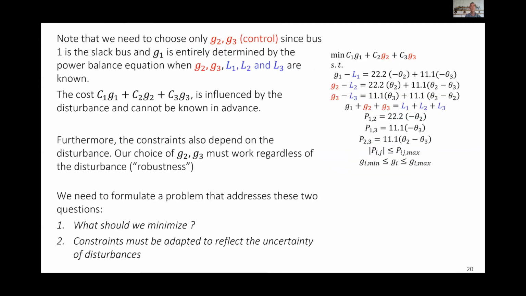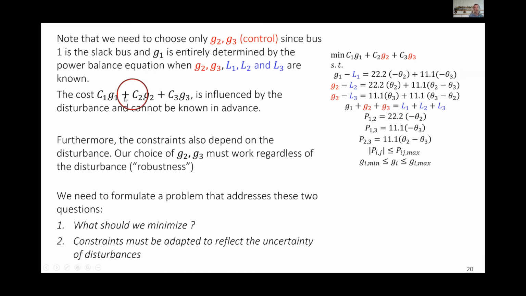So we have seen how to address the presence of disturbance in the constraints, but there are other things we need to discuss. So observe that we need only to control G2 and G3 because bus 1 is a slack bus. So G1 will be a result of two things, of what we have chosen and what nature has chosen here. So it will be given by the algebraic sum of all this here.